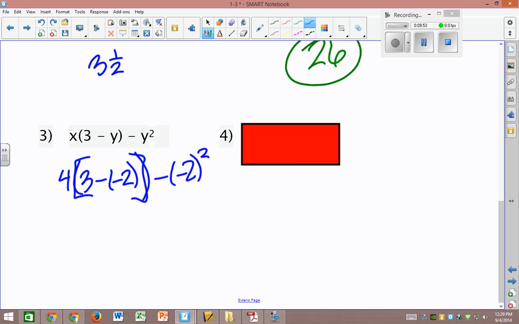All right, so we do have parentheses now that we can do something in. Here our parentheses or brackets, which is the same thing, are grouping stuff together. So that means we want to work in here first. So 3 minus a minus 2 is the same as plus. Okay, so this becomes 4 times parentheses 5 minus.